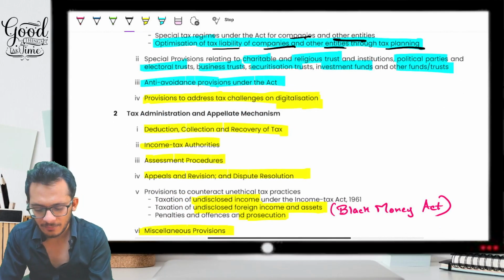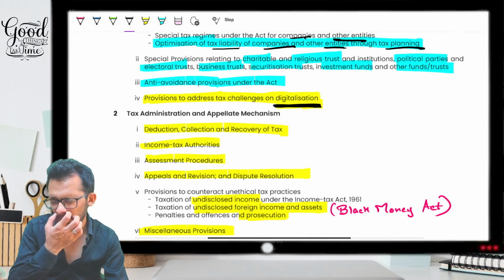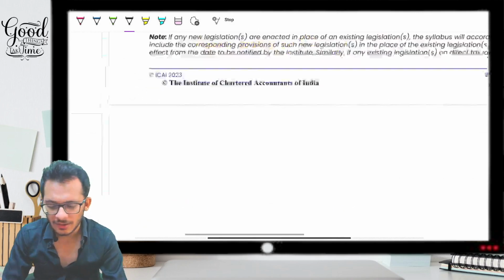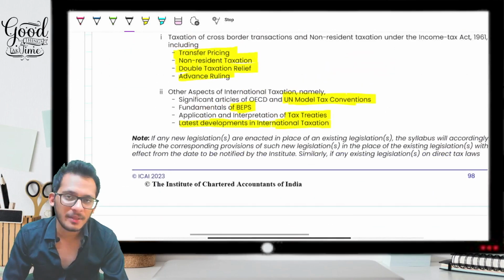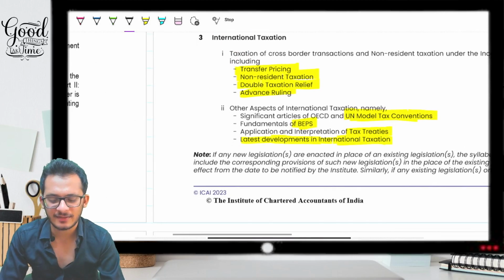Either way, it will be covered in your digitalization, because e-commerce operator is a part of digitalization, so either it has moved there or it is a part here. It can mean either way. I don't know how it will be. We'll have to wait and watch with the syllabus. But yes, your model tax conventions and all is there.